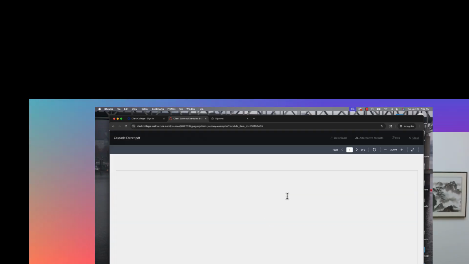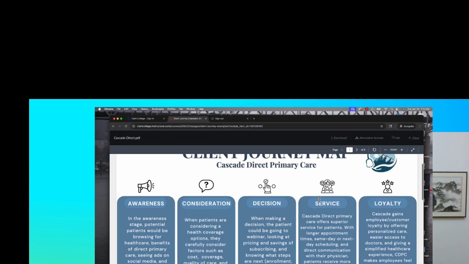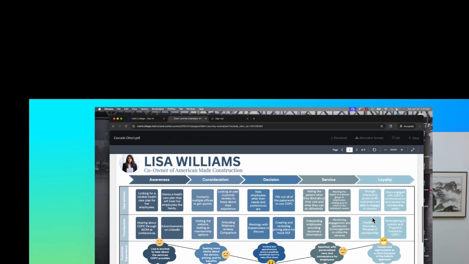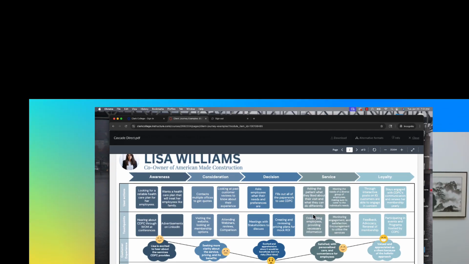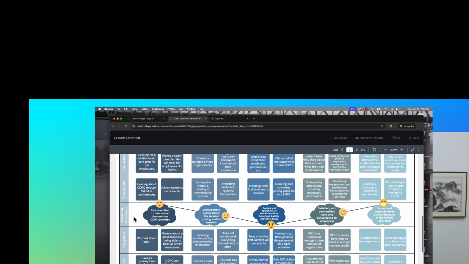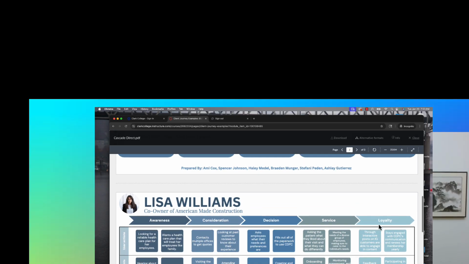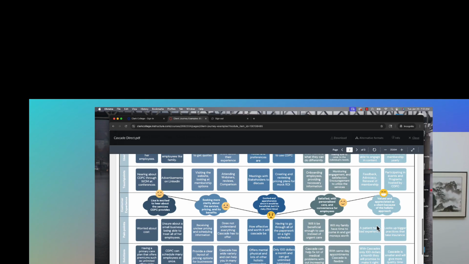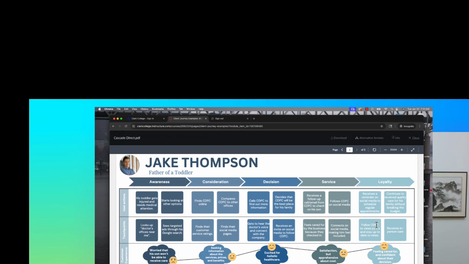Now, the other one I have here for you is Cascade Direct. And this is a primary care. So you can see how it changes: awareness, consideration, decision, service, and loyalty. Those are different than the bed and breakfast. And this is Lisa Williams, one of the avatars they created. Here's each phase and what's happening. You'll want these to be the same, but these might change depending on your business model. And then again, you have Jake Thompson.